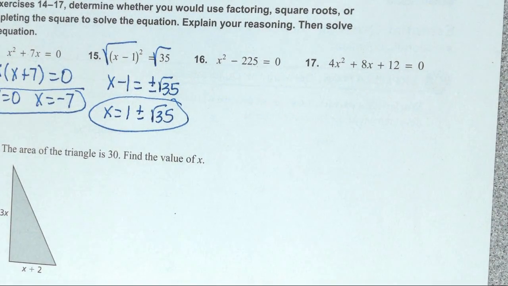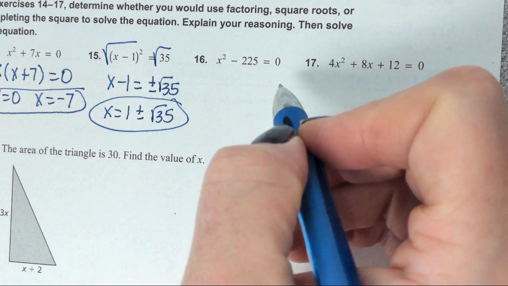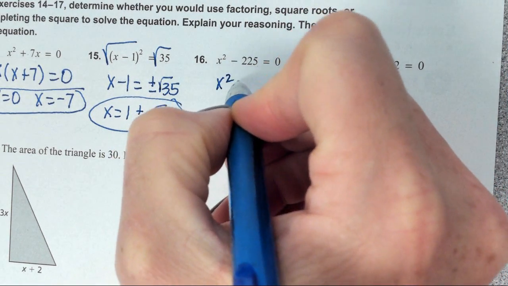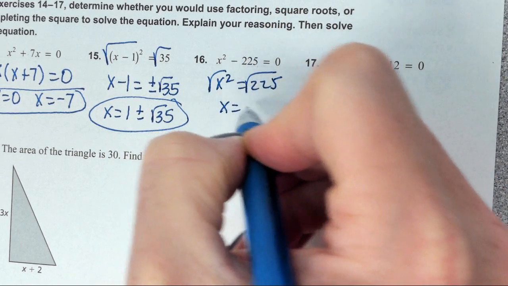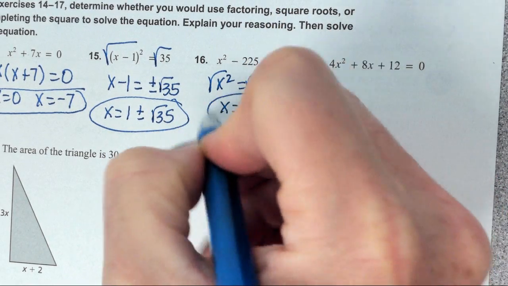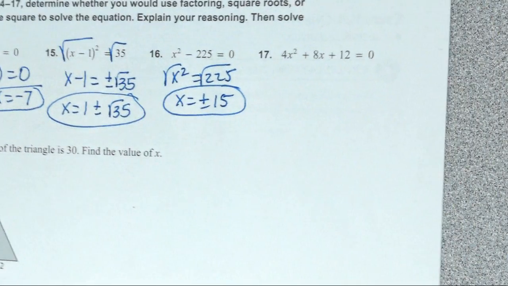Okay, what about 16? Take a look at it. Think about the easiest way to do it. Charlie Hall, what do you think? Just add the 25 to the opposite side. Good. Perfect. I agree. That's the fastest way to do that.